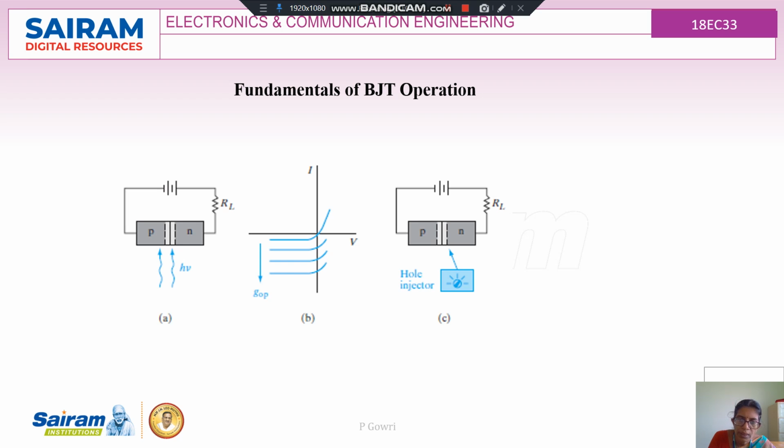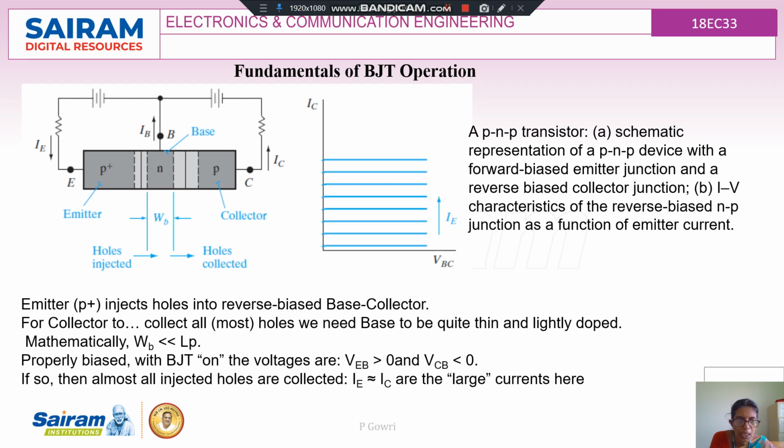So the holes will be injected from the forward biased diode to the center region. From the center region, they will be moving to the third region. The junction between the center and the third region is called the collector to base junction. Because of these two diodes connected back to back, I will be getting a PNP region.